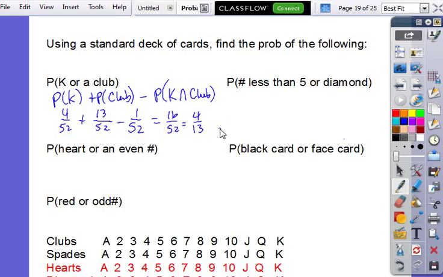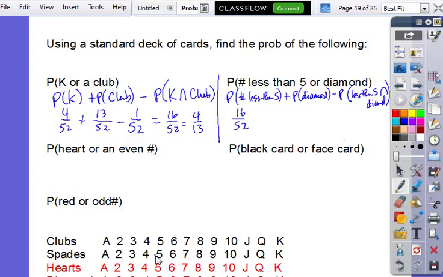All right, so for the second one, I'm going to say the probability of number less than 5 plus probability of a diamond minus the probability of less than 5 and diamonds. Oh, Lord. All right, so if I look at probability of less than 5, what is that? 'Cause if I do the less than 5, I cut it off here, and I got 16 cards. All right? Plus the probability of a diamond.